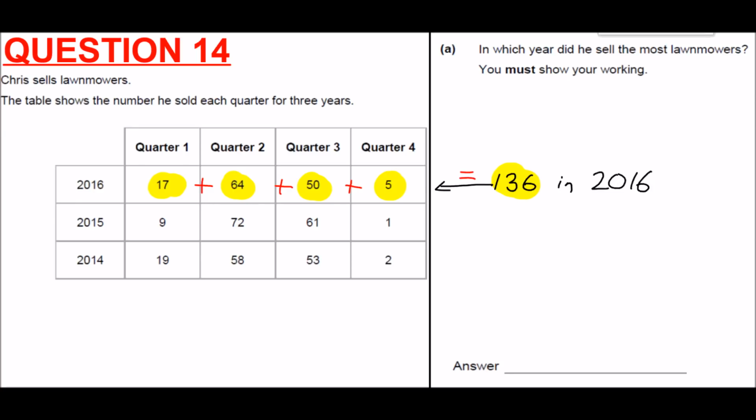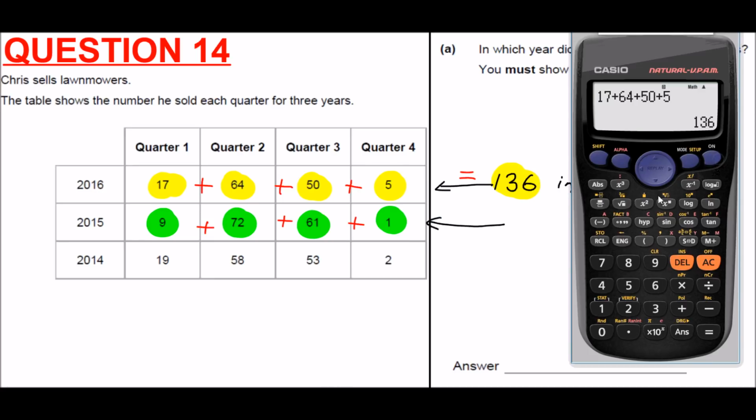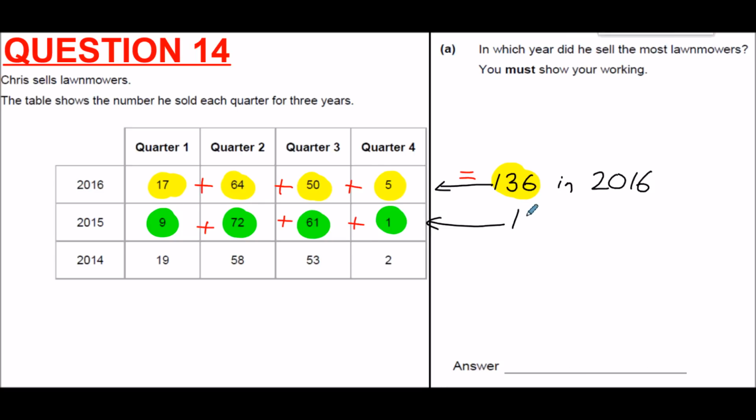For 2015, 9, then 72, 61, and only 1 in the 4th quarter. So if we add together these and see what we get, for 2015, 9 plus 72 plus 61 plus 1 is 143. So that's a bit more. So we sold 143 in 2015.